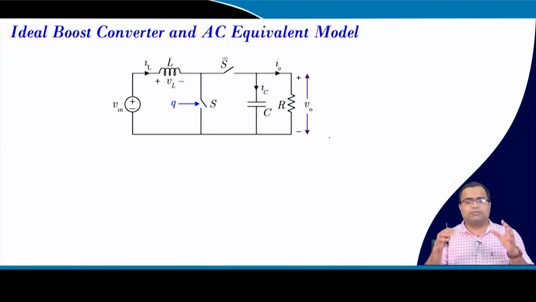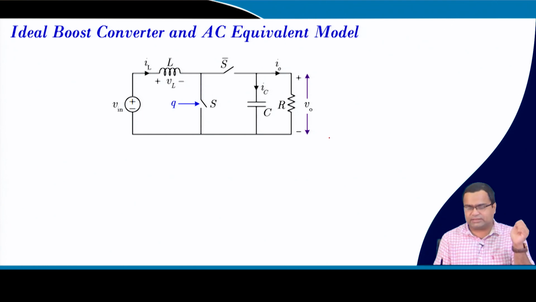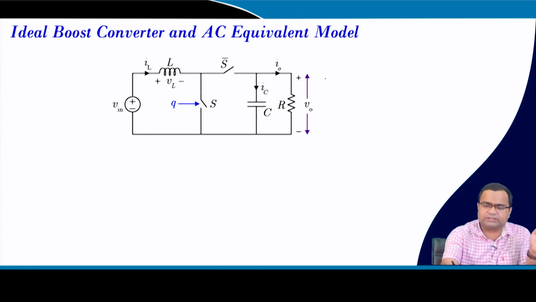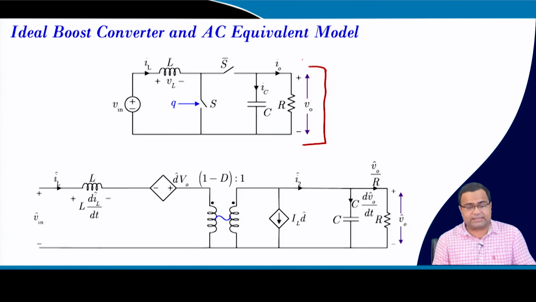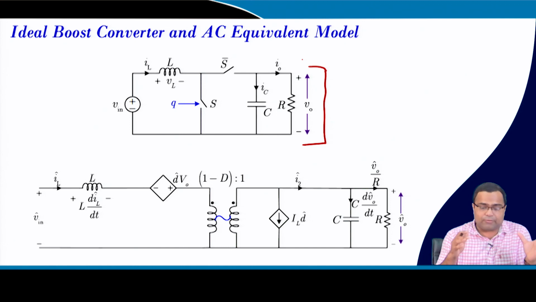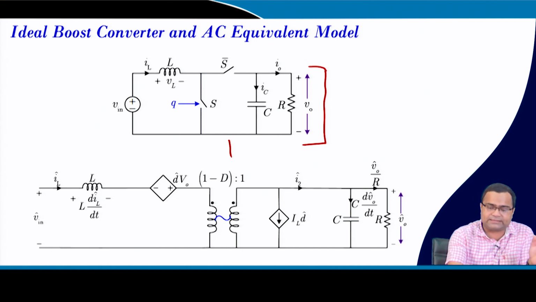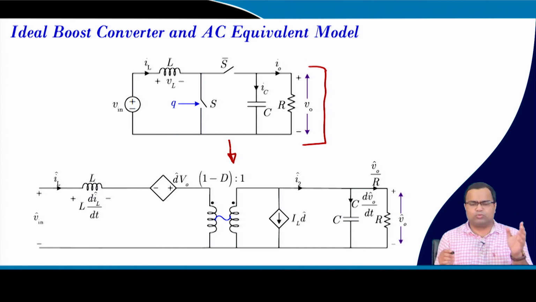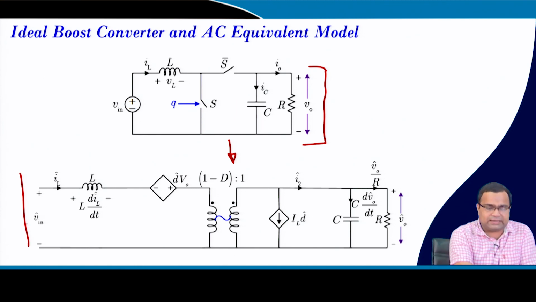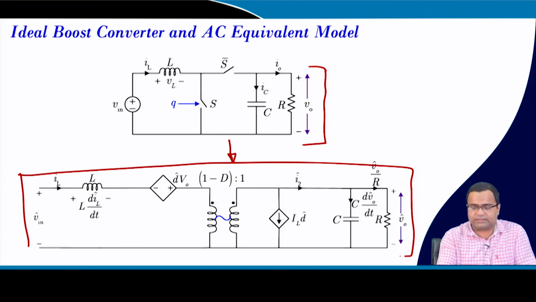So, first we will start with an ideal boost converter with AC equivalent circuit, and this is well known. So, this is an ideal boost converter that we have explained multiple times in this lecture, and we have also discussed how to obtain the AC equivalent circuit of an ideal boost converter. And this circuit represents a linear circuit, this particular circuit, the AC equivalent circuit.